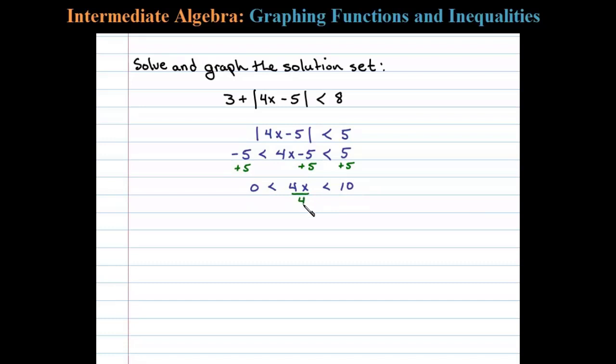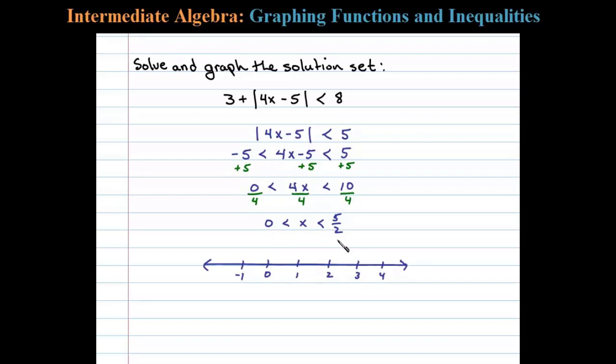And then dividing by 4, we have our final answer here. 0 is less than x, which is less than 5 halves. And we can graph these solutions on a number line.